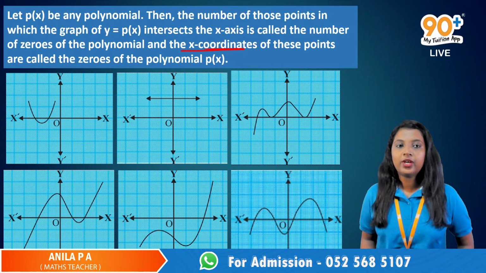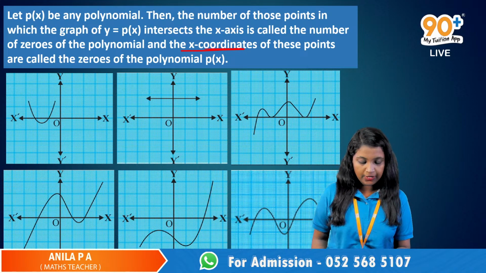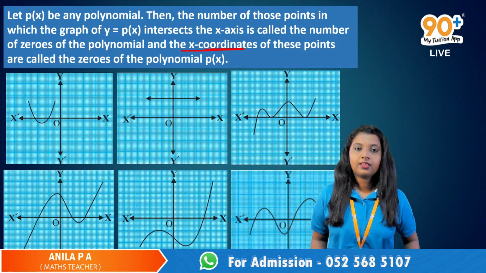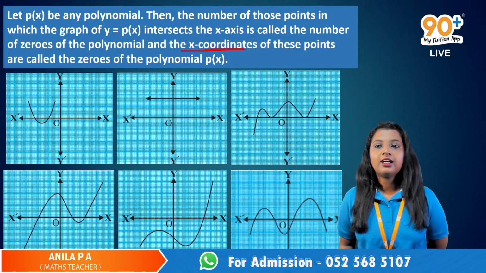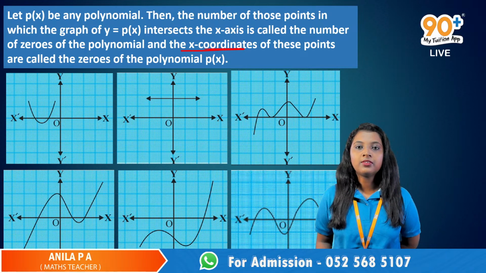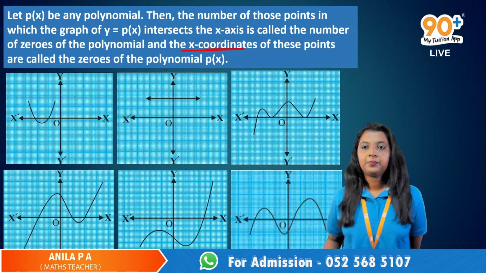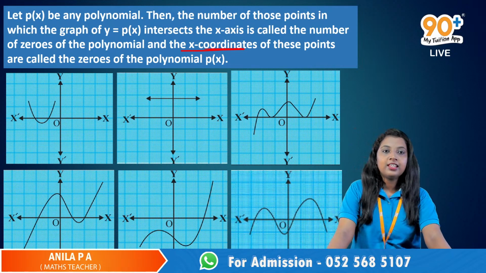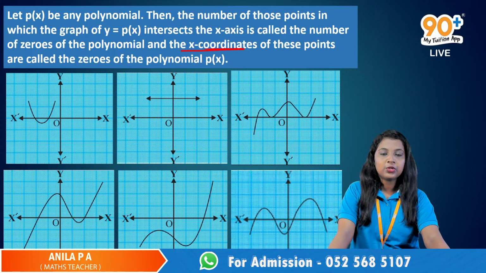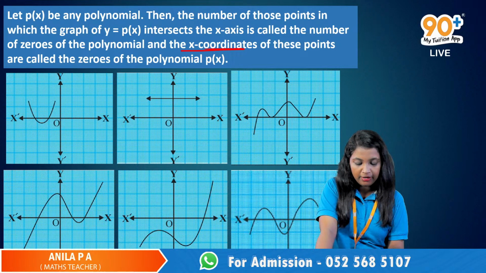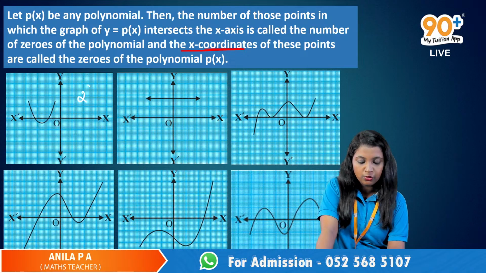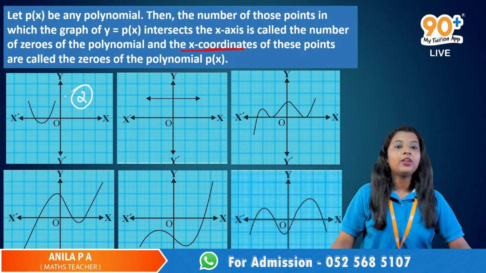What about the first one? Okay, can you please comment your answers? Sir, is it possible to unmute someone? Yes. Okay. Devananda. What about the first graph? Number of zeros. Ma'am, the first one is 2 zeros. Yes, very good. Here we have 2 points of intersection. Therefore, the number of zeros is also 2.